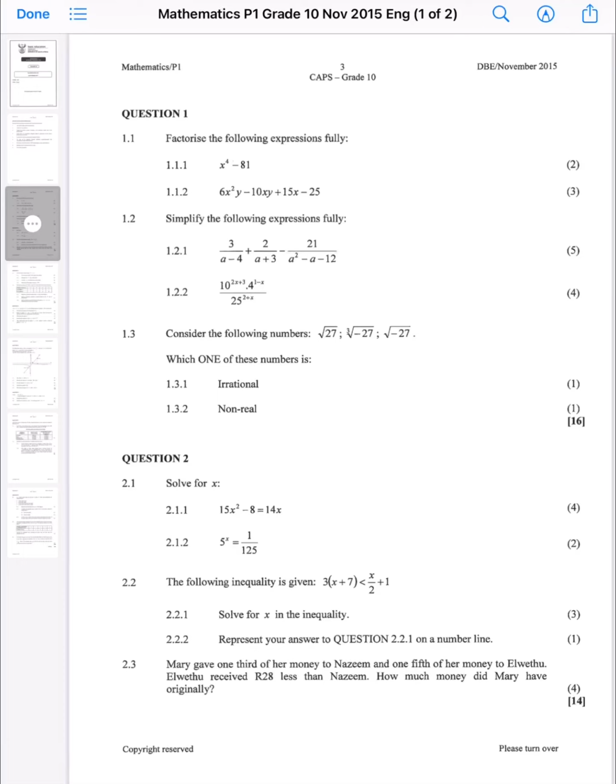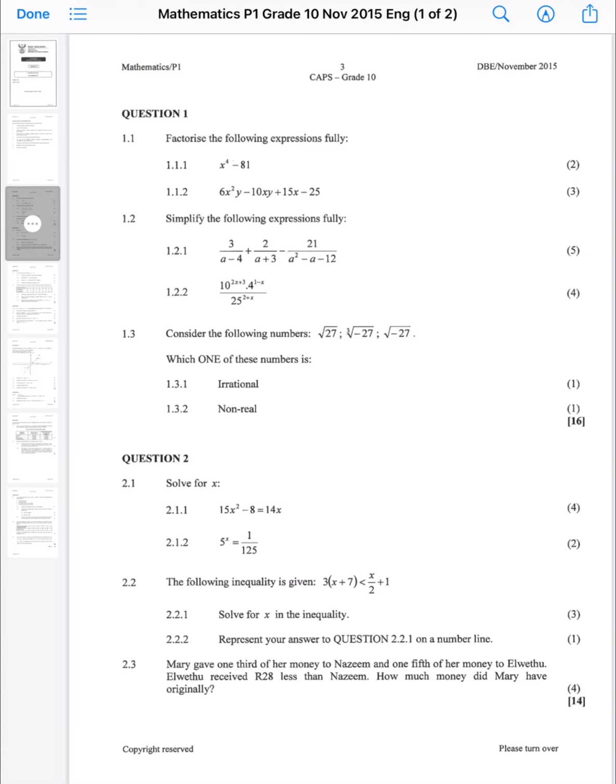Hello guys, my name is Desmond and I welcome you to my lesson for today where I'll be looking at Mathematics Paper 1 of Grade 10. This is a November 2015 exam paper.